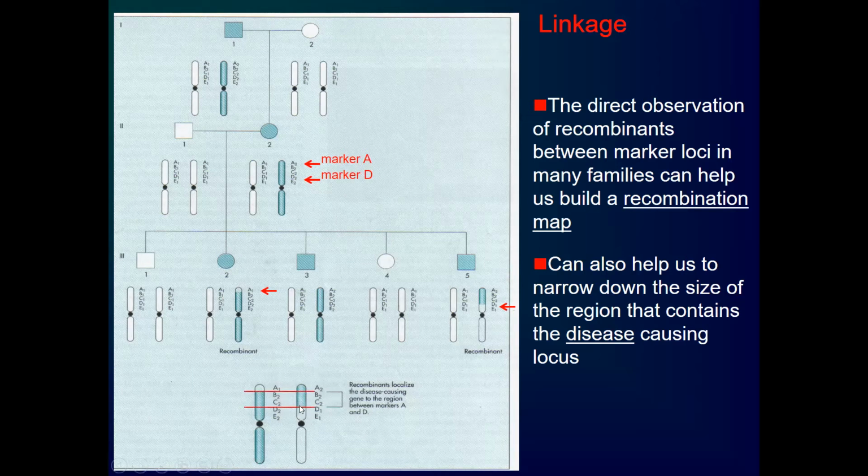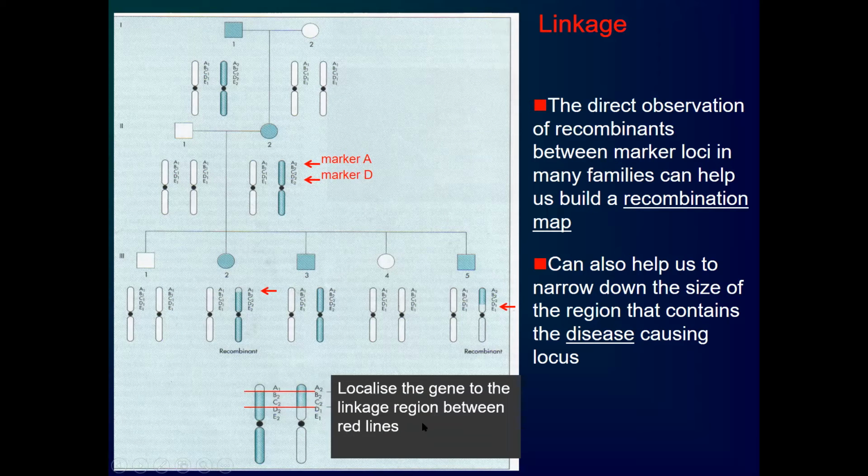So if we draw the lines from where we see recombination and where it ends for individual number 5, you could see the advantage of going through the transmission patterns, the genotypes for all individuals, the affection status. It will help us narrow the region and localize the gene region that is likely to harbor the gene that is responsible for the disease in question.